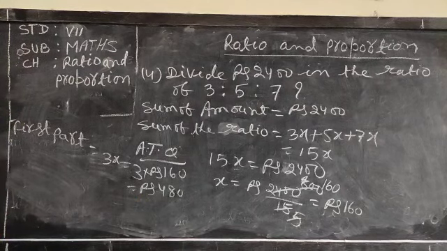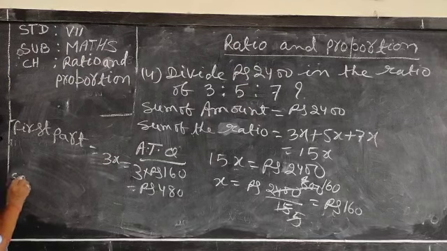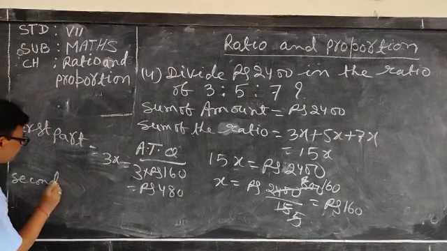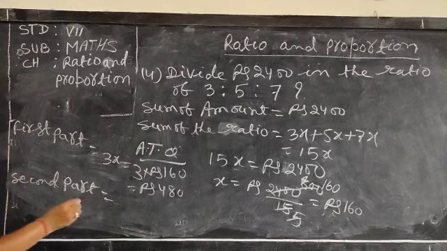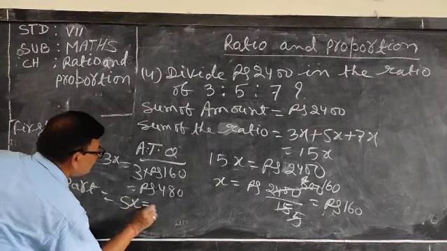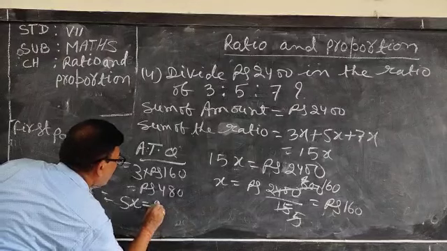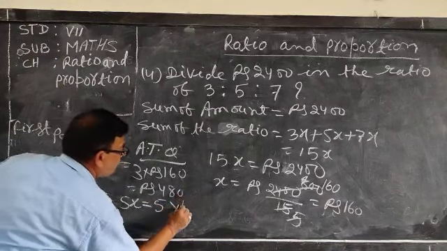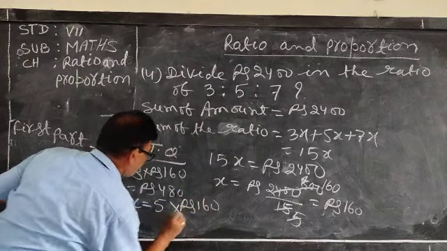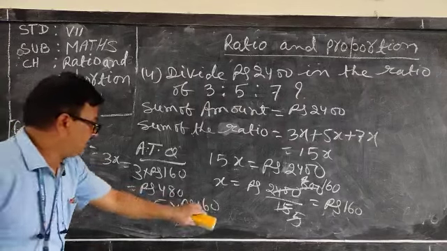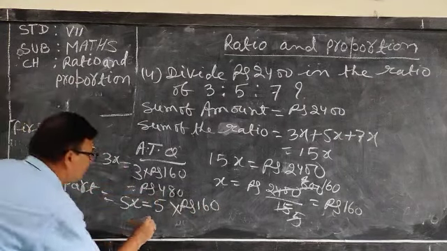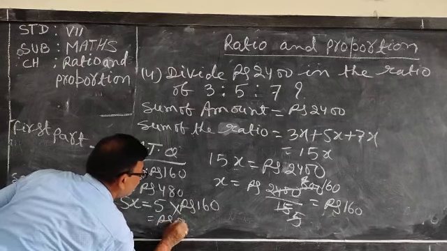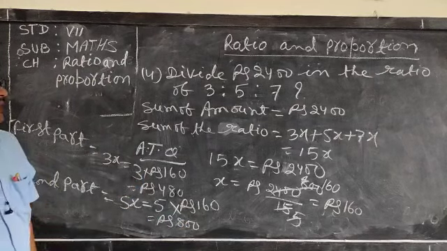Now this is the first part. Now the second part. The value of the second part is 5x. 5x is 5 times the value of x, rupees 160. 160 into 5, 16 into 5 is 80, so rupees 800.